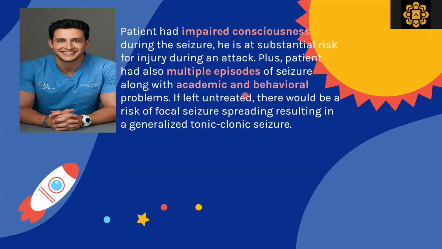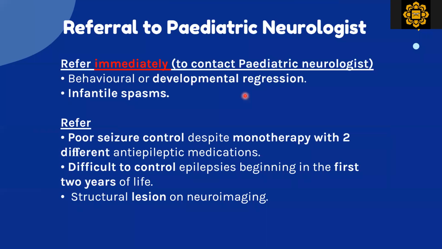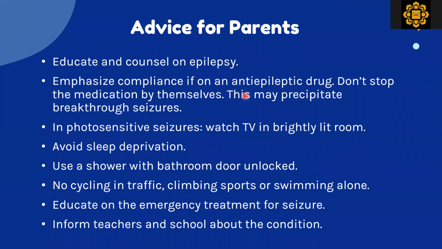So for this patient, we just treat with monotherapy. When to refer: immediate referral if there is developmental regression and infantile spasm. I think this one is important. We need to educate and counsel the patient, and tell them that they need to take the anti-epileptic drug.